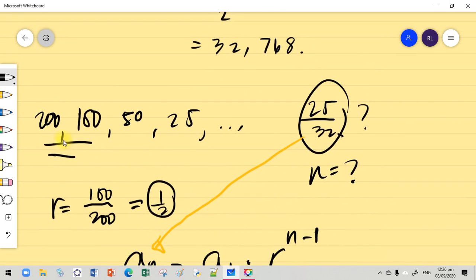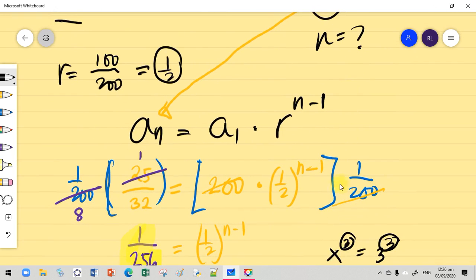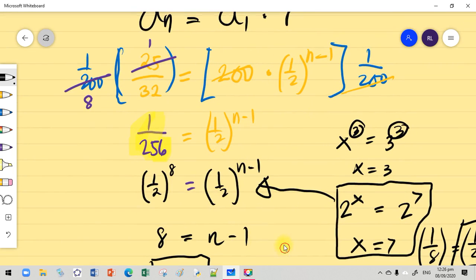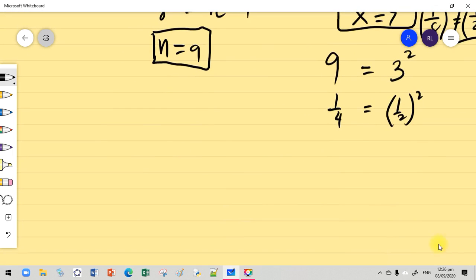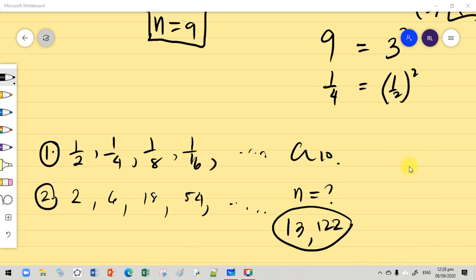If we are going to continue, 200 divided by 2 is 100, divided by 2 is 50, divided by 2 is 25, 25 divided by 2 is 25 over 2. If we continue that, in the ninth term, we'll get 25 over 32. So that's basically what it means. So let's have some other problems involving this type of problem.